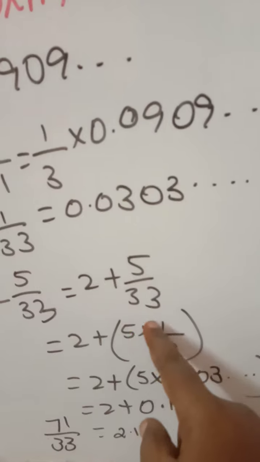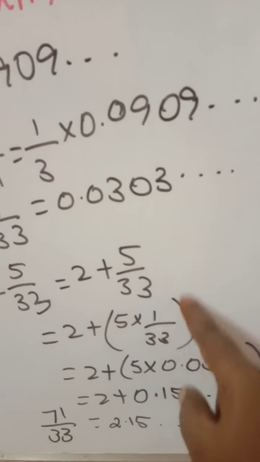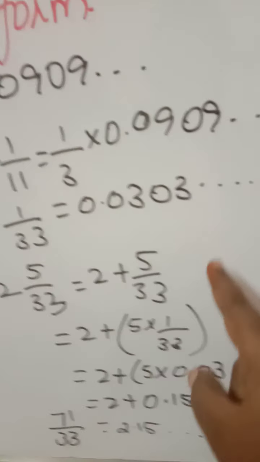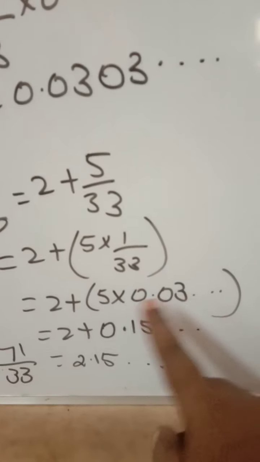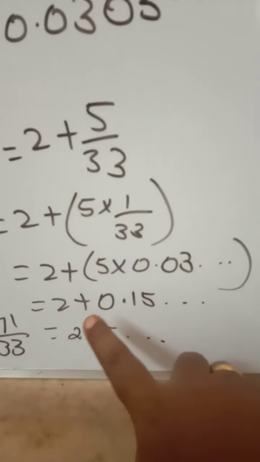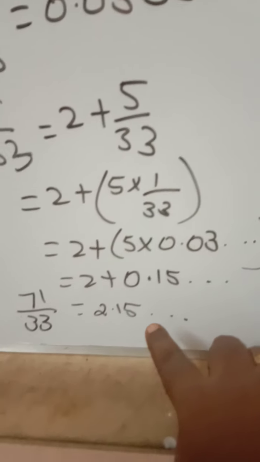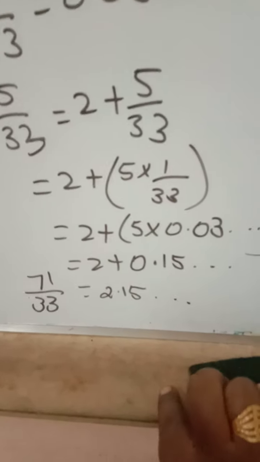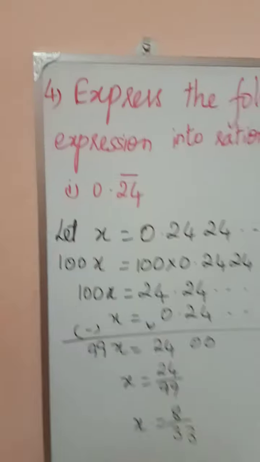5 by 33 we can write as 5 into 1 by 33. What is the value of 1 by 33? 0.0303, etc. So if we multiply by 5 here, we will get 0.15, etc. So 2 plus 0.15 will get 2.15, etc. That is the value of 71 by 33.